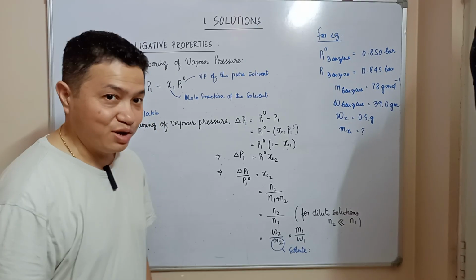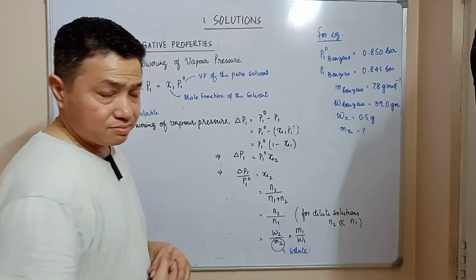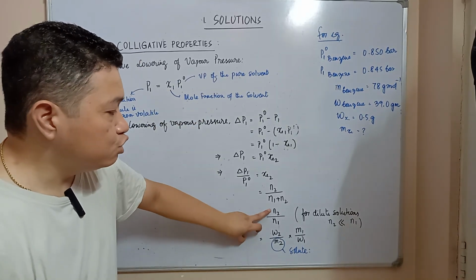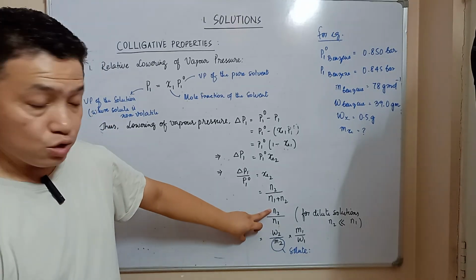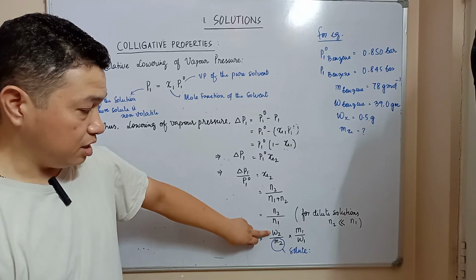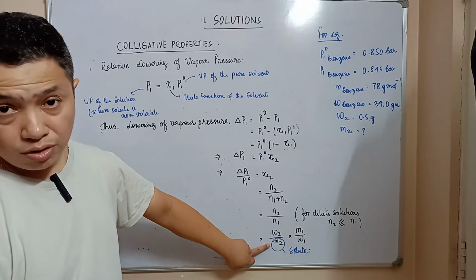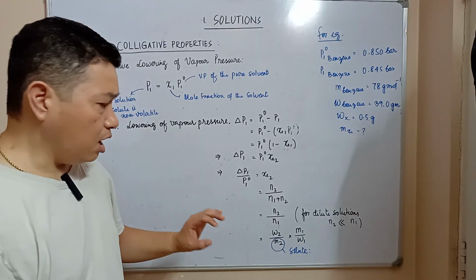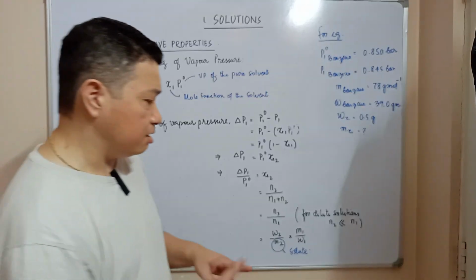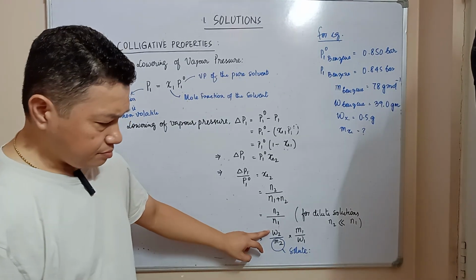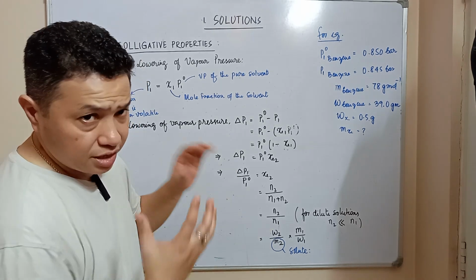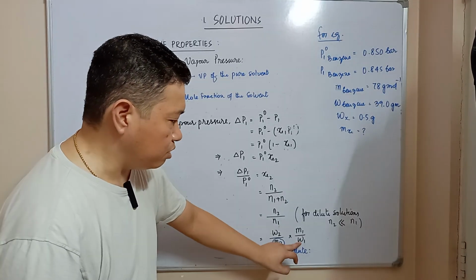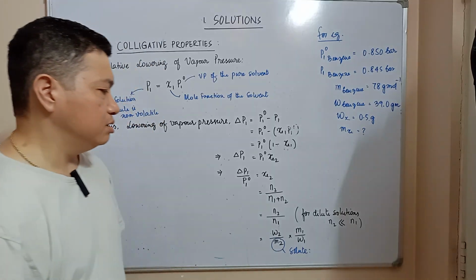Now comes the real one, where it will be used in the mathematical calculations or the application of this relative lowering of vapor pressure. What is N2? It's the number of moles of the solid. It equals the given weight, the amount of solid dissolved, divided by the molar mass of the solid. And what is N1? Similarly, it's the ratio of the given weight divided by the molar weight. So the given weight of the solvent is W1 and the molar weight is M1. So M1 comes over, it becomes M1 by W1.